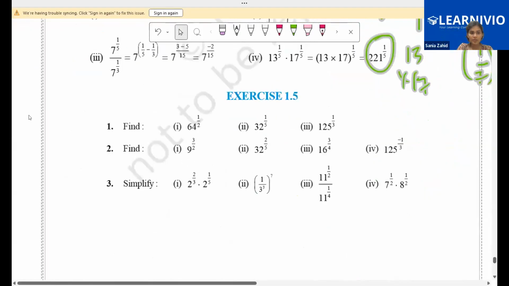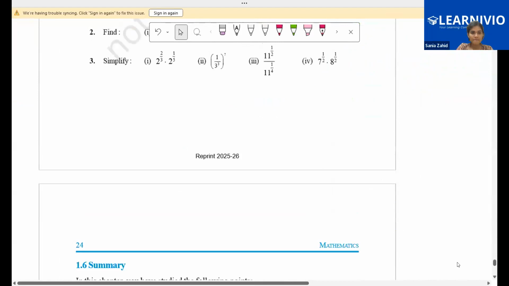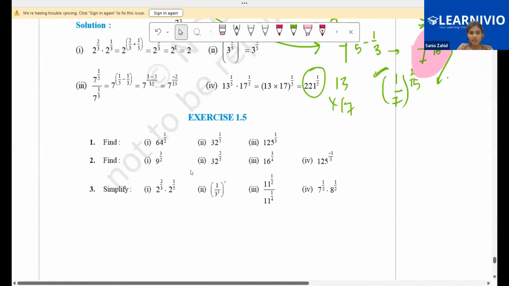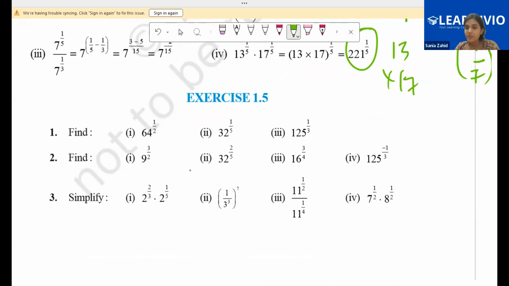Now the next is exercise 1.5. This is the last exercise only. So first is find 64 to the power 1 by 2, 32 to the power 1 by 5, and 125 to the power 1 by 3.